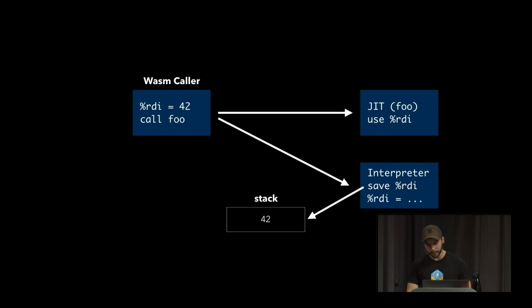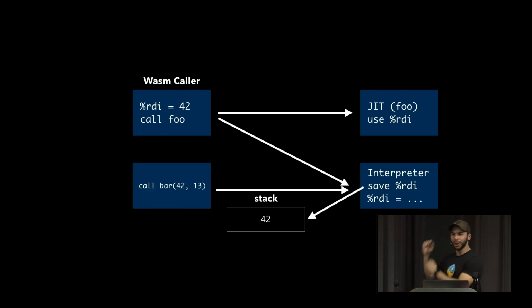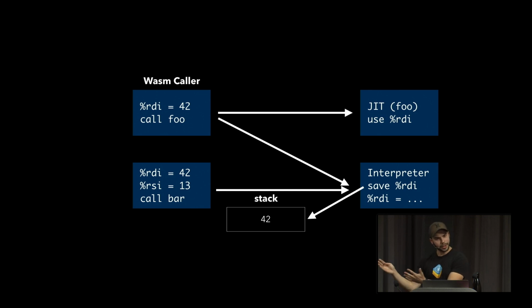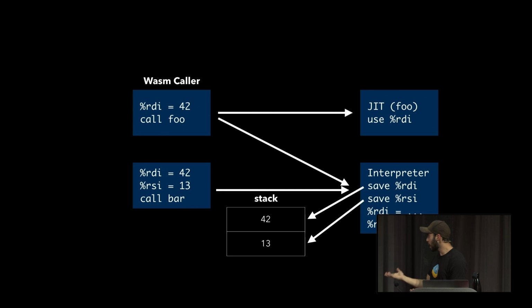Well, that works. But now we have a second call to another function called bar, but now we have two arguments. The first part is the same. You just put the first argument in RDI, and I'm just using x86 register names here, it doesn't matter. You put it in one register, then you put the second value in the second register. But now you didn't save the second register, so you're going to reuse that register and lose that argument, so you put that on the stack.